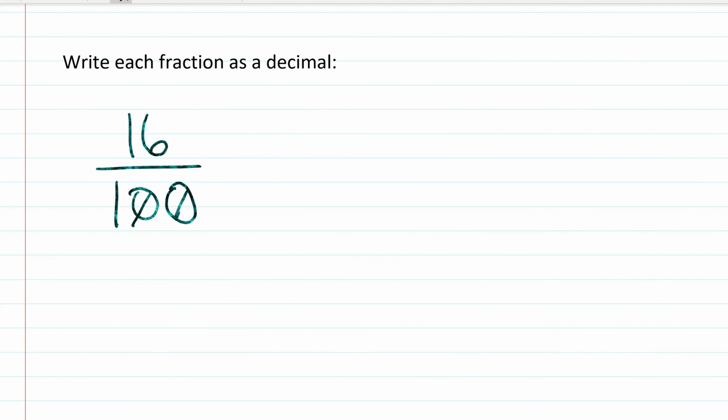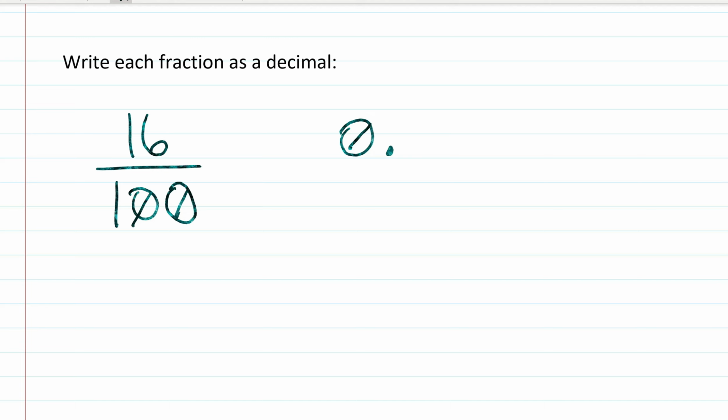All right, so we're going to now write each fraction as a decimal. So we're given this fraction 16 over 100, or we can say 16 hundredths. There's not a whole number in front of the fraction, so there won't be anything to the left of the decimal, except maybe we can write a 0 as a placeholder. So there's 0 and then here's the fraction, 16 over 100.